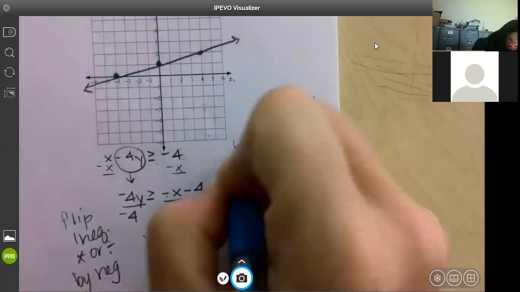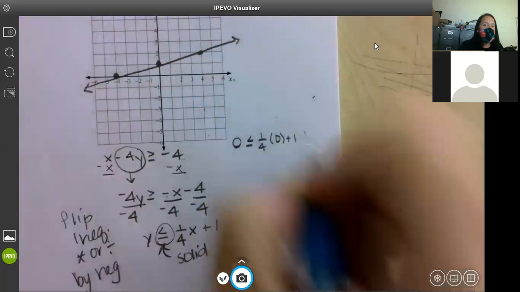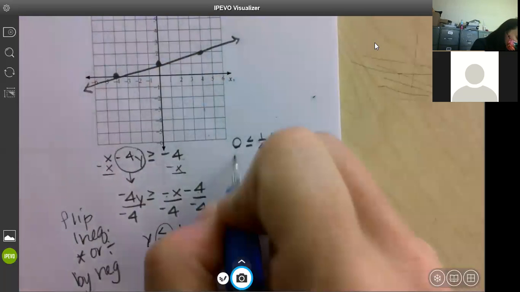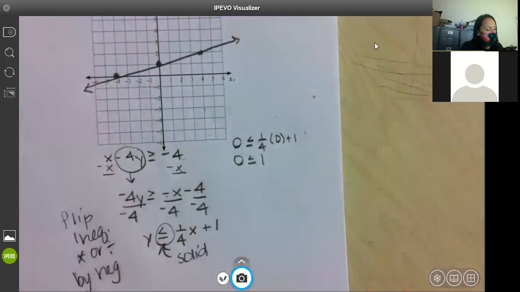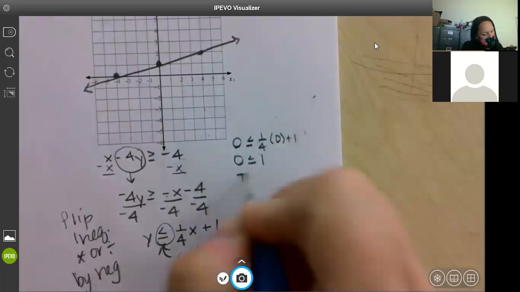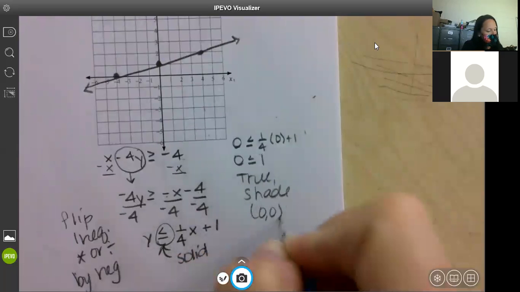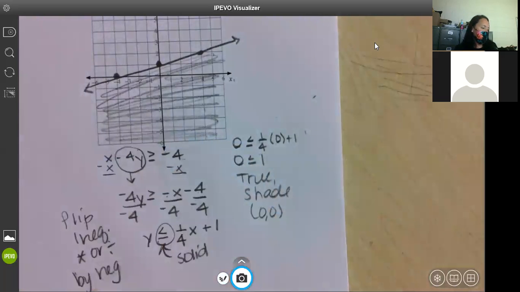So I get 0 is less than or equal to 1/4 times 0 plus 1. What is 1/4 times 0 plus 1? Is 0 less than or equal to 1? So it's a yes, right? It's true. So we shade where 0, 0 is. That's it. So everybody okay? 2 more?